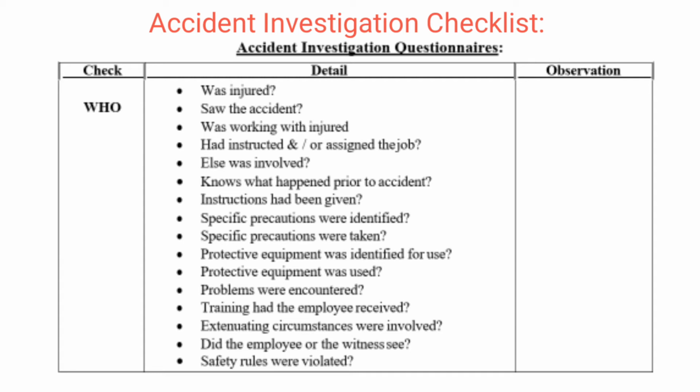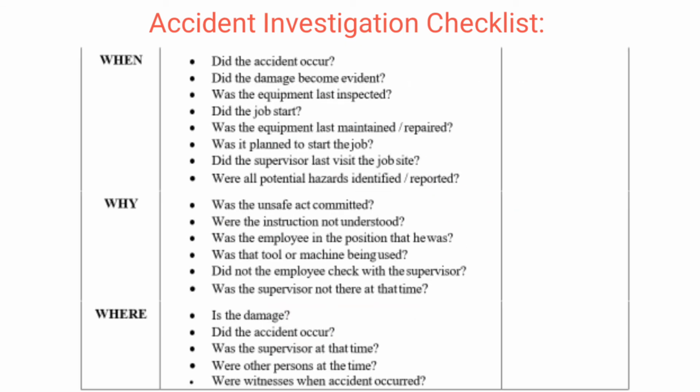What instructions had been given? What specific precautions were identified? What specific precautions were taken? What protective equipment was identified for use? What protective equipment was used? What problems were encountered? What training had the employee received? What extenuating circumstances were involved? What did the employee or the witness see? What safety rules were violated? When did the accident occur? When did the damage become evident?